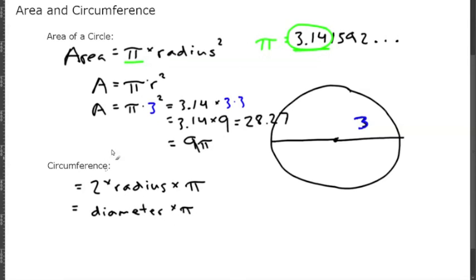If we're using radius, 2 times r times pi. If we're using diameter, it's just d times pi, where d and r would be your variables. So 2 times r times pi would be 2 times 3 times pi, which would just be 2 times 3, so it would be 6 pi, or 6 pi is the same thing as 18.85.